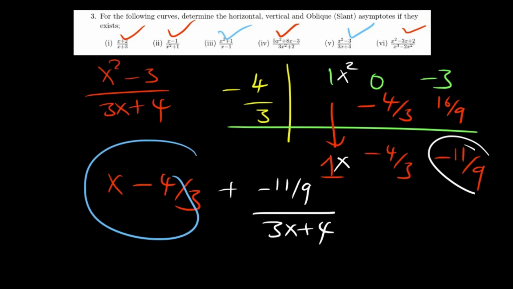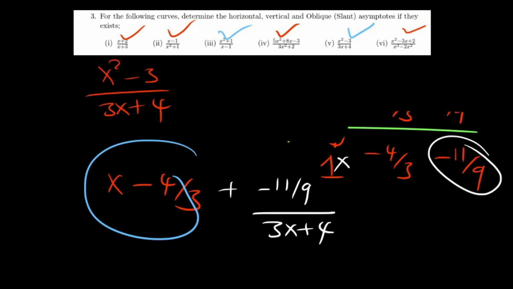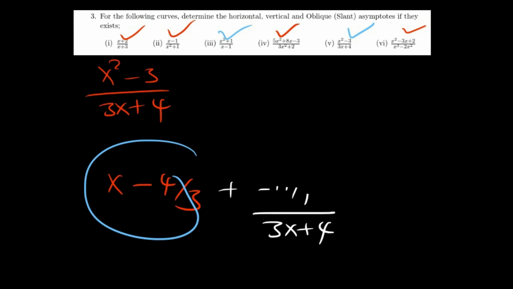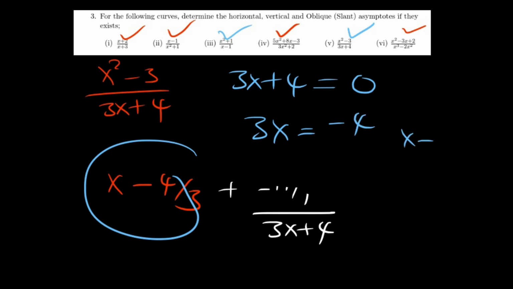Then for the vertical asymptote, as usual, equate the denominator to 0. So 3x plus 4 equated to 0. You have 3x being equal to negative 4. So x becomes negative 4 over 3. That's your vertical asymptote. So that's how you handle question 3 with positivity, confidence.